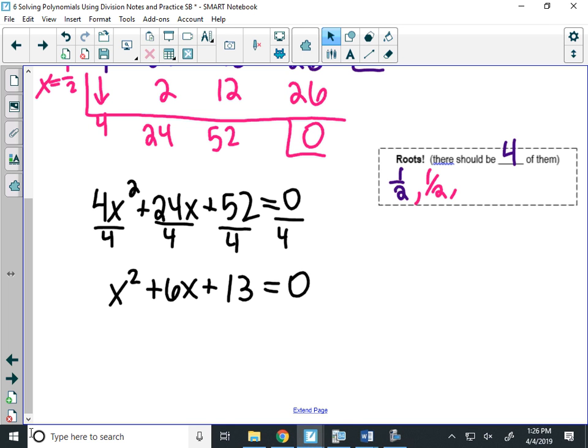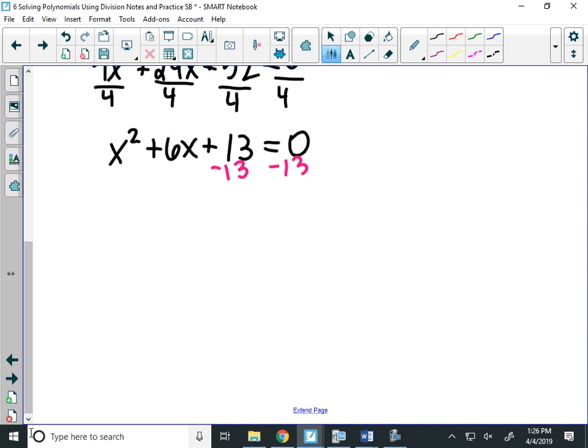Why am I allowed to use complete the square on this problem? What's true about the middle term? It's even, and you want to use complete the square when the middle term's even, leading coefficient of 1. So, who remembers what you do to complete the square? You subtract the 13. So we're going to move the 13 over. Yep, so what do I replace the 13 with, though? A box. So replace the 13 with the box, and I put a plus box on both sides.